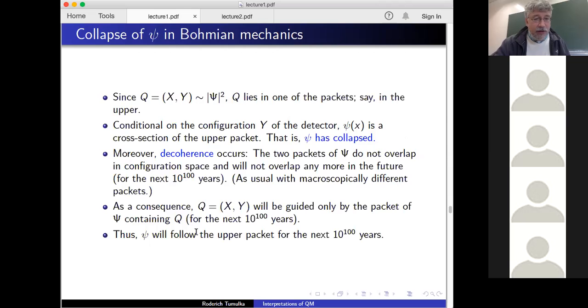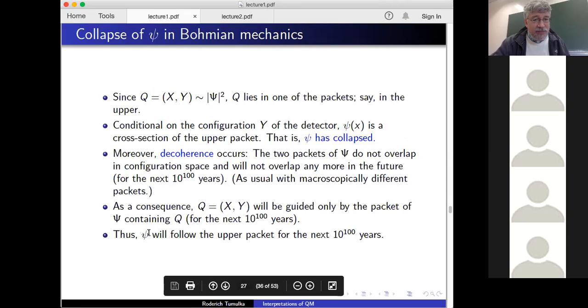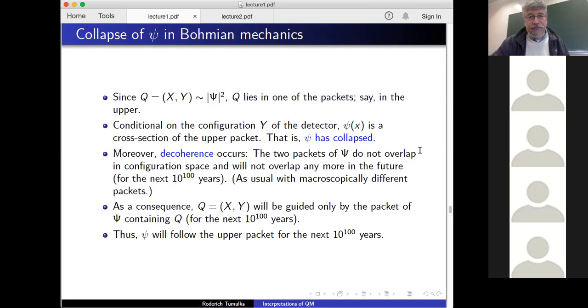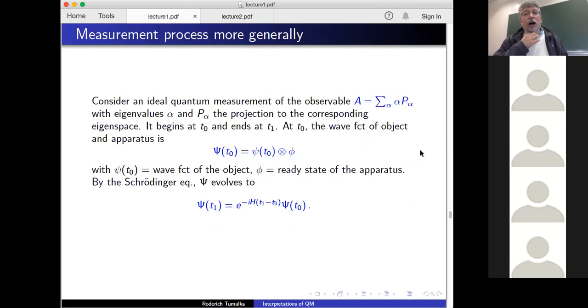Okay, so here I expressed it as follows. The lowercase psi will follow the upper packet for the next 10 to the 100 years. So that was a particular example of a measurement process where the initial state was a spatial superposition.